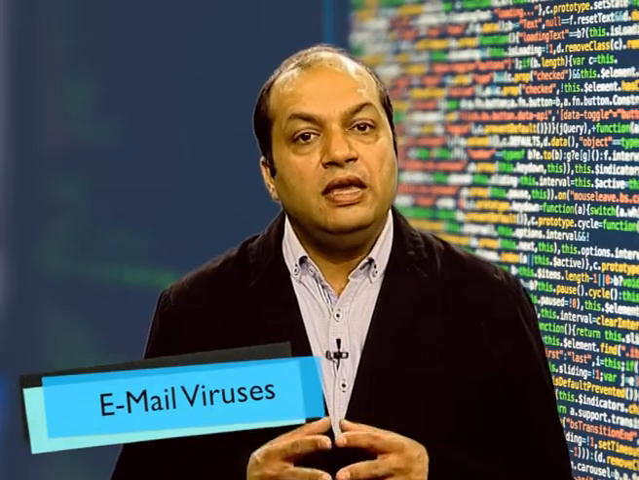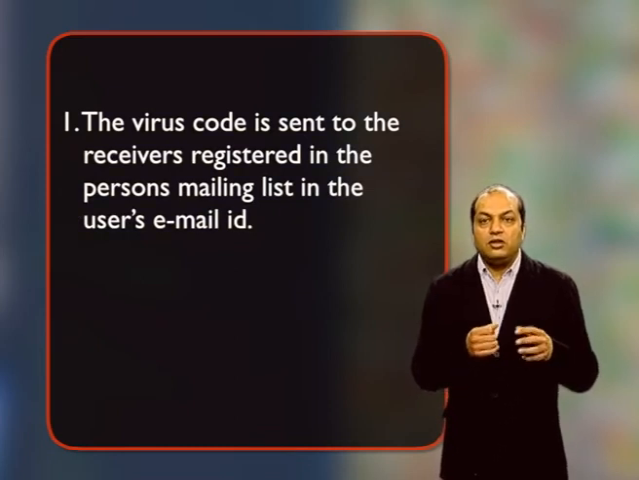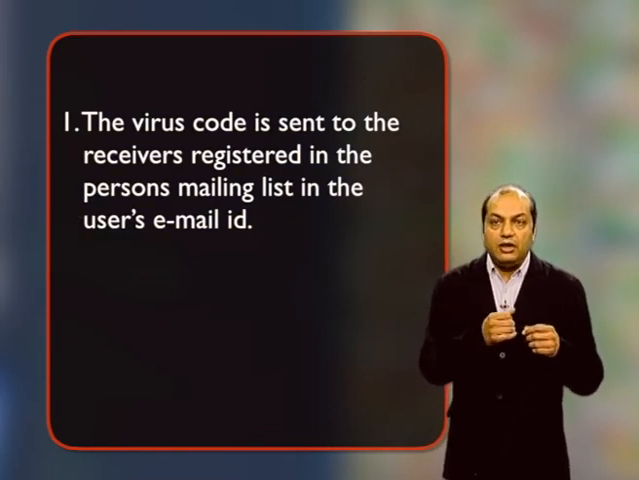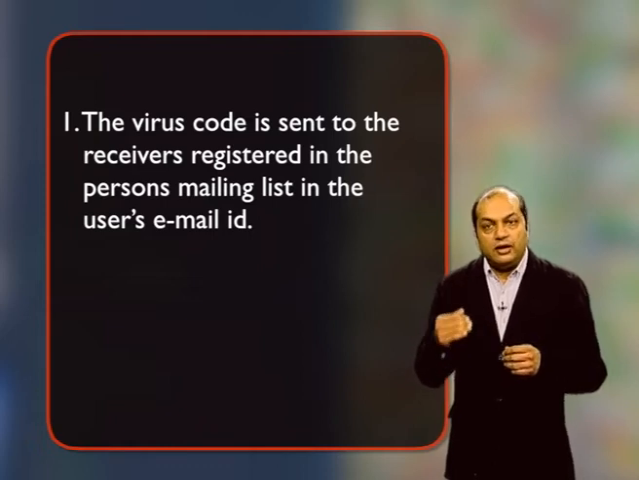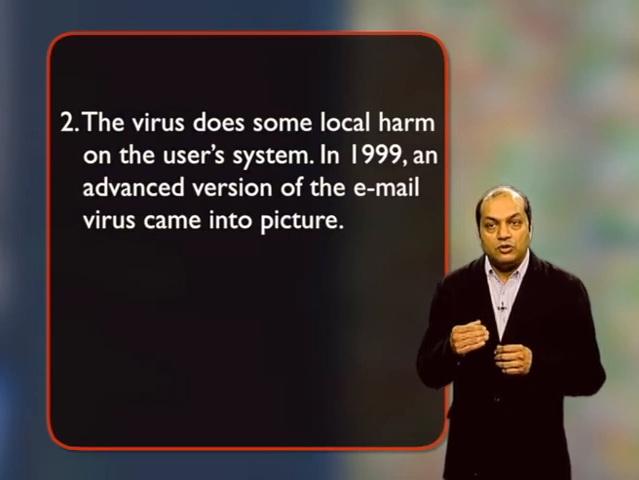Now, let us understand email viruses. It is the most sophisticated type of malicious software. The first email virus of its kind, named Melissa, made use of a Microsoft Word macro feature. If the receiver opens the email attachment, the Word macro activates. Then the following things happen. First, the virus code is sent to the recipients registered in the user's mailing list in the email ID. Then the second one is that the virus does some local harm to the user's system.